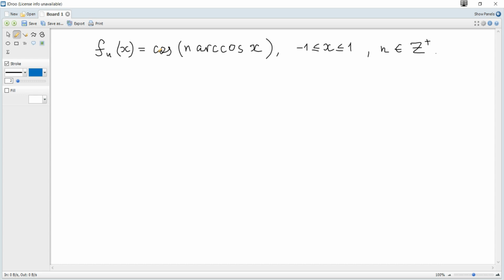We are given the following information. This question asks you to investigate some properties of the sequence of functions of the form f_n(x) = cos(n arccos x), where x is greater than or equal to -1 and less than or equal to 1, and n is a positive integer. Important: when sketching graphs in this question, you are not required to find the coordinates of any axis-intercepts or the coordinates of any stationary points unless requested.